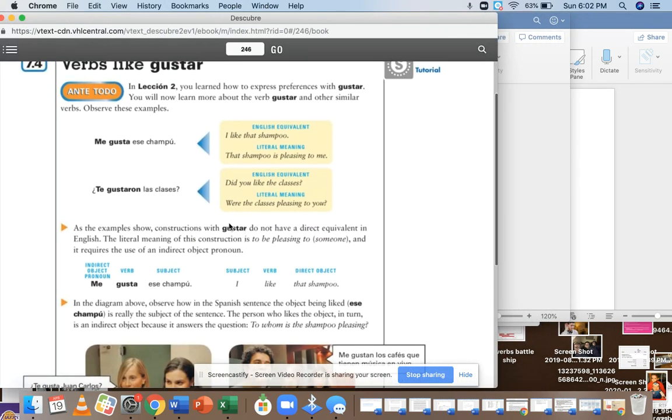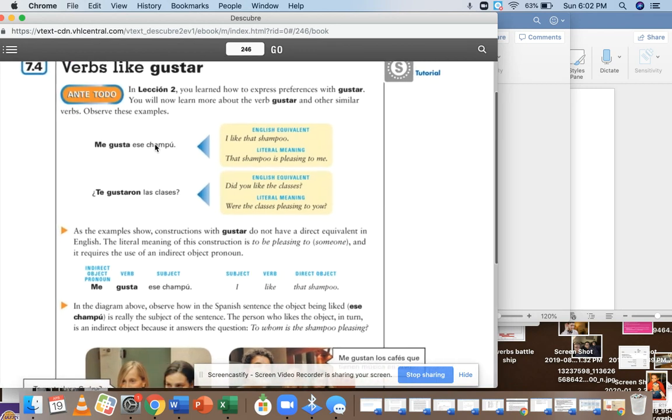So gustar, as we said before, does not have a direct equivalent in English. So the verb to like something is not a verb in Spanish. You have to say gustar. There's no direct translation. So, for example, me gusta ese shampoo. I like that shampoo. That's how we understand it. But the literal meaning is that shampoo is pleasing to me.